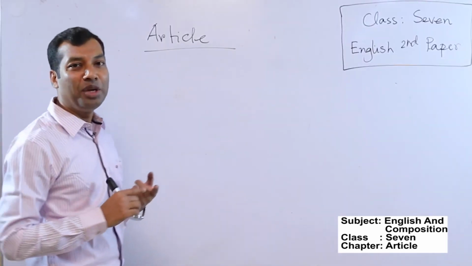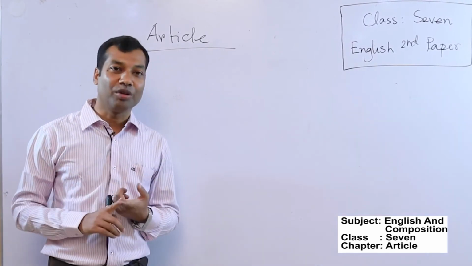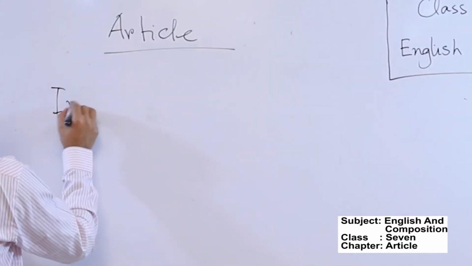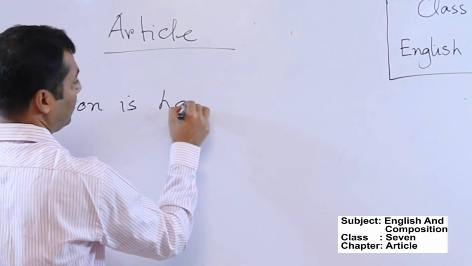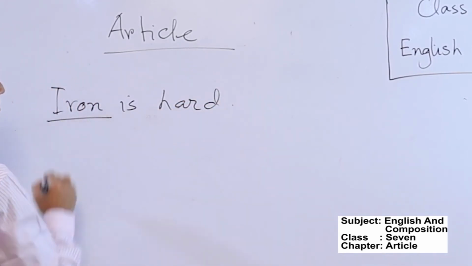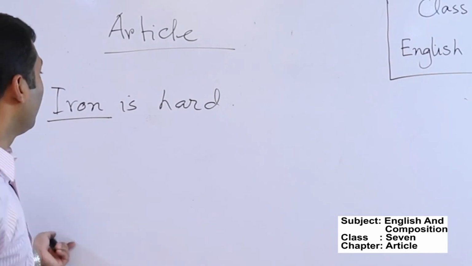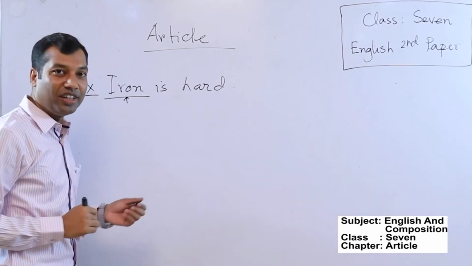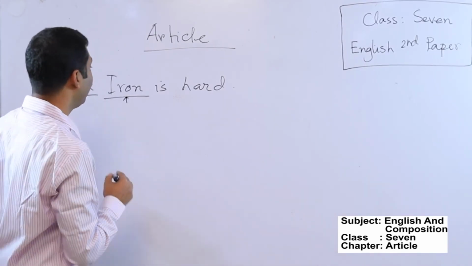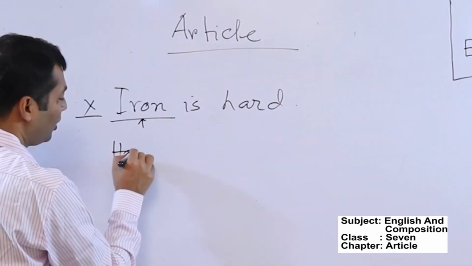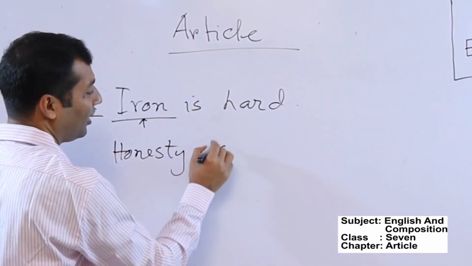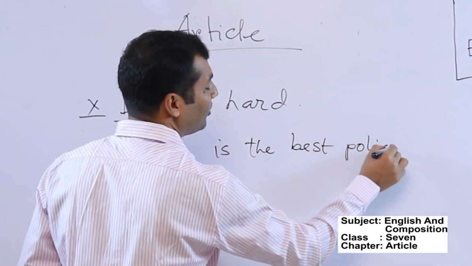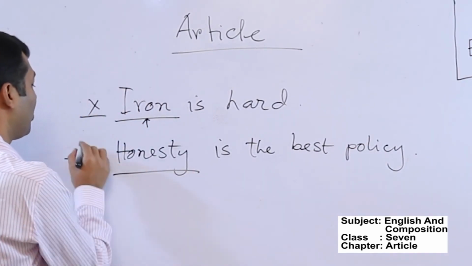We know that before any material noun or any abstract noun, we do not need to use any article. For example, iron is hard. So this is a material noun. I hope that you know about material noun. So material nouns do not take any article before them. Similarly, abstract nouns also do not take an article before them. For example, honesty is the best policy. So here this is abstract noun and no article is used.